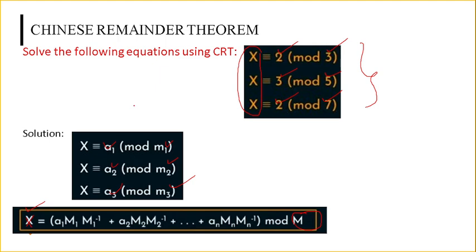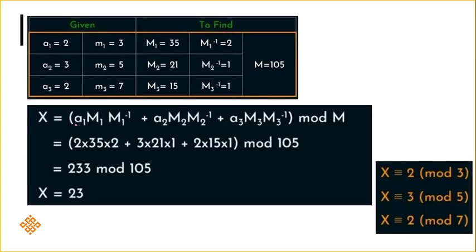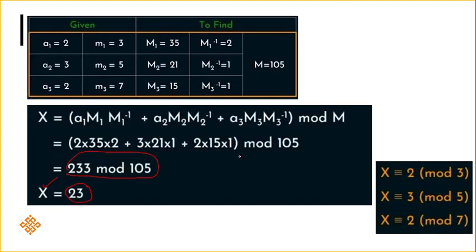Just substitute all these values here. So here I have done that. So a1 is 2, M1 is 35, inverse is 2, and similarly for a2 and a3. If you do mod 105, you will get 233 mod 105. Just divide, and you will get x equals 23. So this is the variable x, 23, that we defined in the statement. There may be different congruent equations, but we have only one variable. That's what 23 we got.